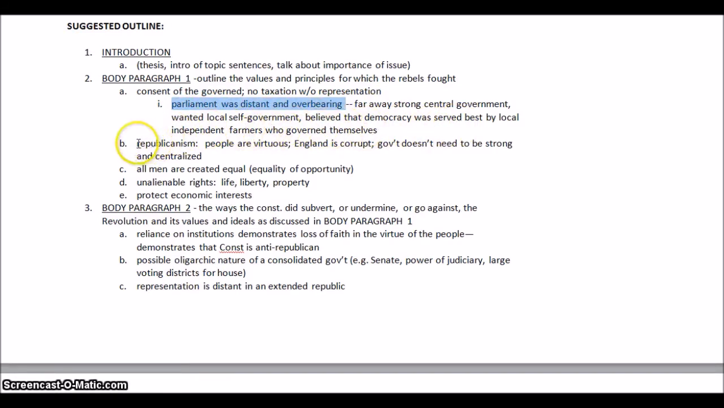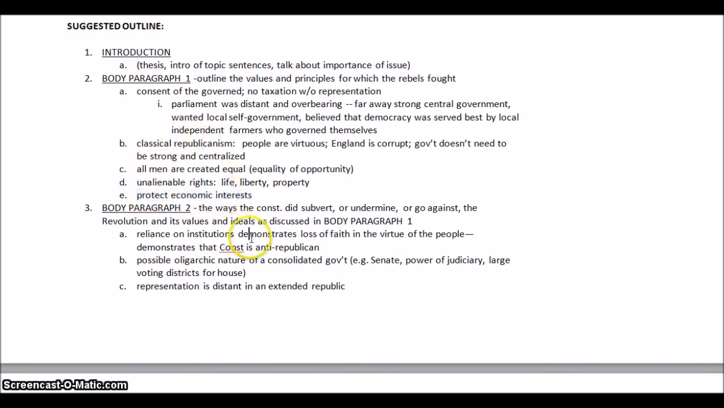Classical republicanism, I show the word classical here. People are virtuous. England is corrupt. Government doesn't need to be strong and centralized. All men are created equal. Unalienable rights, life, liberty, and property. Protection of property, and to protect economic interests.